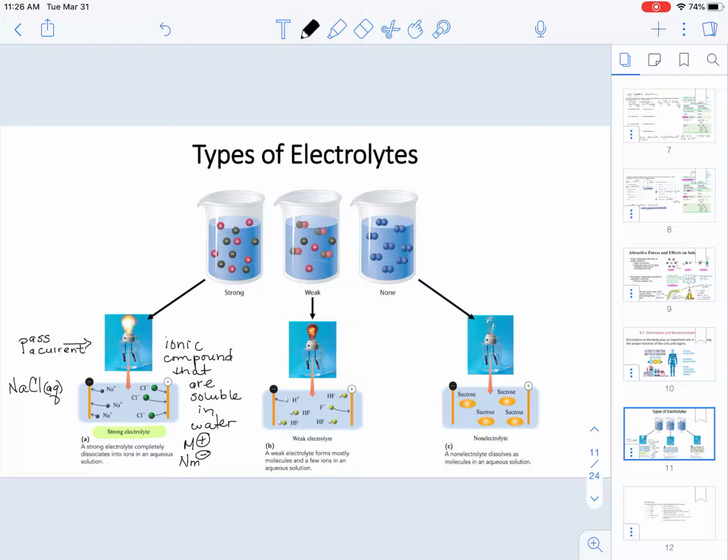Now, when we have a weak electrolyte, understand that these compounds are going to have only a partial dissociation into ions. If we look at examples of this, for example, HF is one of those compounds that you will have in solution. You're going to have some anions, you're going to have some cations, and you're going to have some non-dissociated complexes.